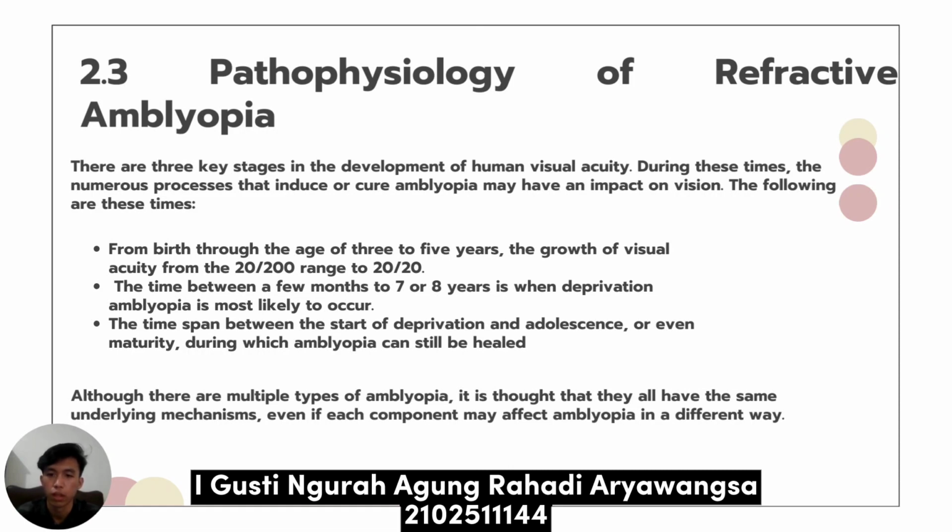From birth to the age of 3 to 5 years, visual acuity grows from the 20/100 range to 20/20 vision. The time within a few months to 7 or 8 years is when deprivation amblyopia is most likely to occur, and the time span between the start of deprivation and adolescence or even maturity is when amblyopia can still be healed.